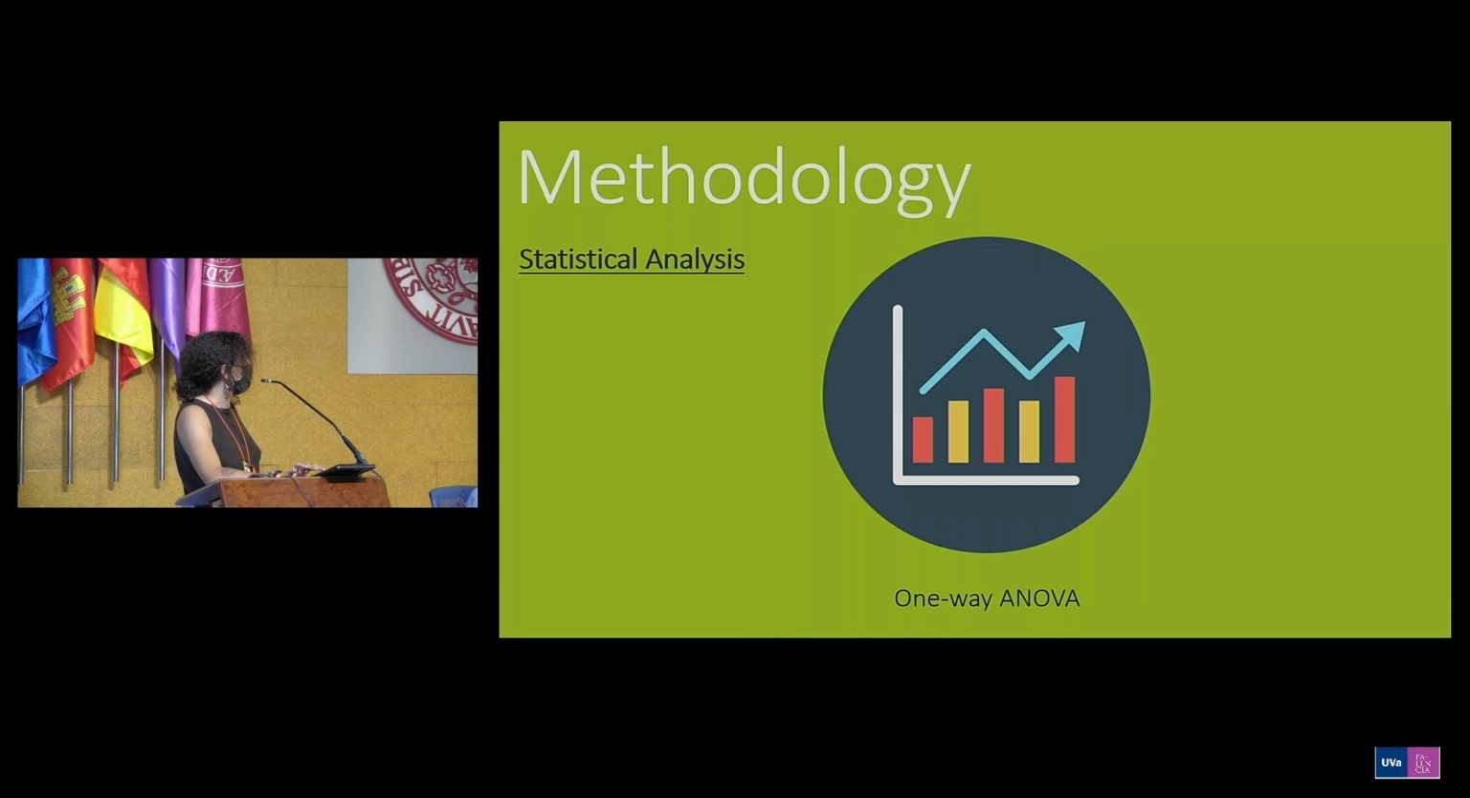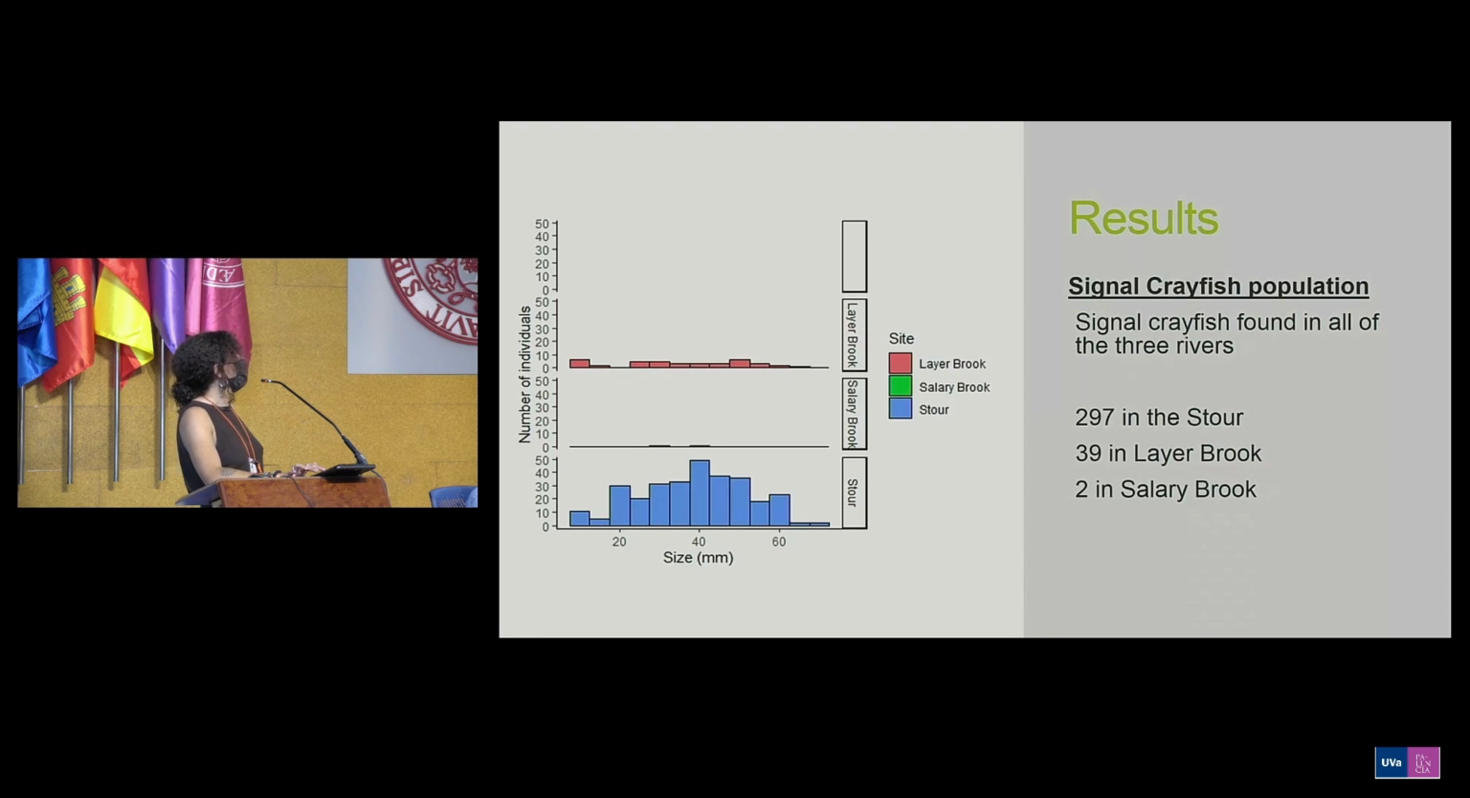So what did we get from the study? The study confirmed the presence of the species in all of the three rivers. As you can see, the Stour was the one with the largest population, almost 300 individuals, followed by Layer Brook with 39, and then unfortunately I only got 2 crayfish in Salary Brook.